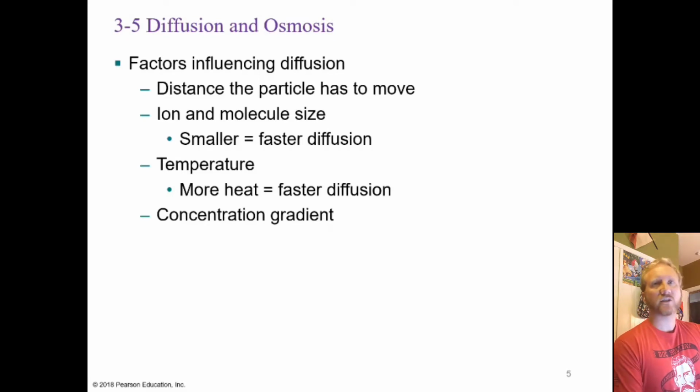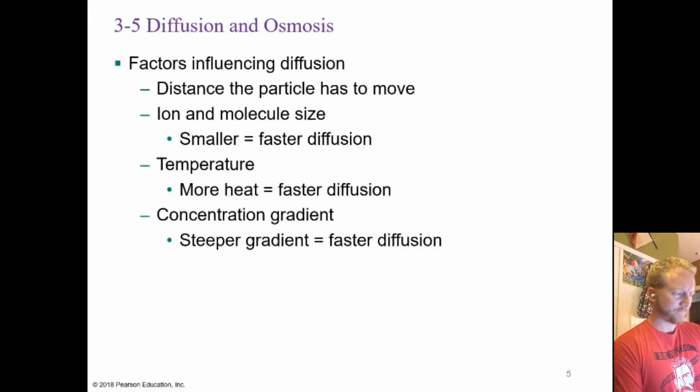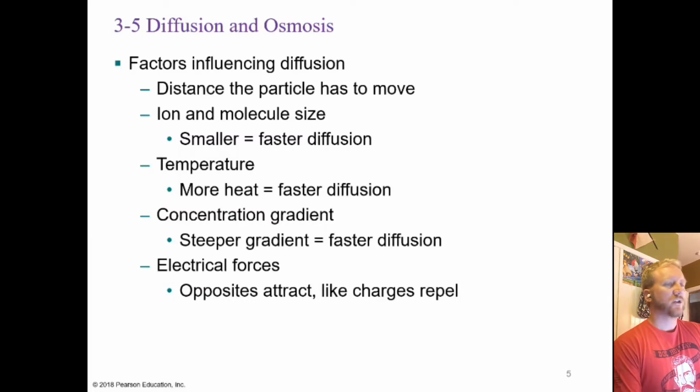The concentration gradient, so that's how much stuff. Think of a drop of food coloring in water, right? The concentration gradient of the color in the drop is really high, and so it's going to spread very, very quickly, and then it starts to slow down as it moves farther and farther away. And then the last one is the electrical forces. Charges repel, opposites attract. So if you have opposite charges, they're going to move faster towards each other, and the opposite will happen if they're apart.